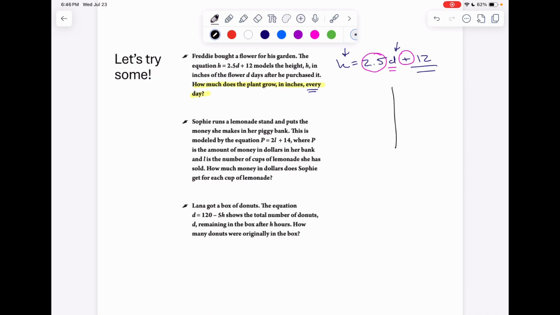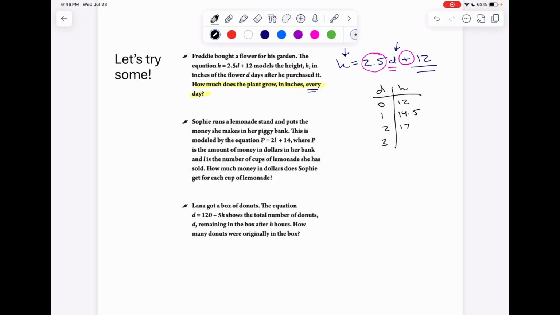Don't believe me? Let's make a t-chart. Inputting a d, getting out an h. When I put in 0 for d, I get out 12 for h. On day 0, my height is 12. When I put in 1 for my d, into the calculator, you get 14.5 as your height. Put in a 2, you'll get out 2.5 more than that, which will be 17.